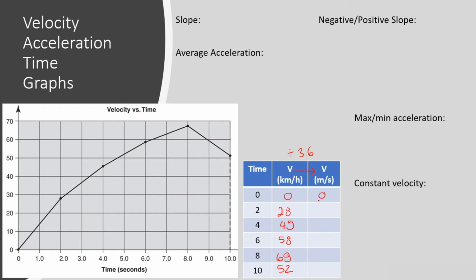0 stays 0. This becomes 7.8. This becomes 12.5. This becomes 16.1. This becomes 18.9. And here we're at 14.4.